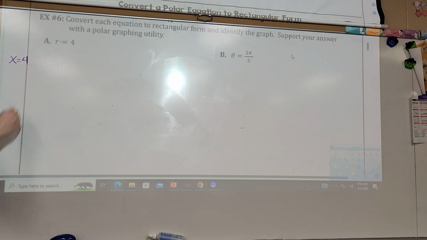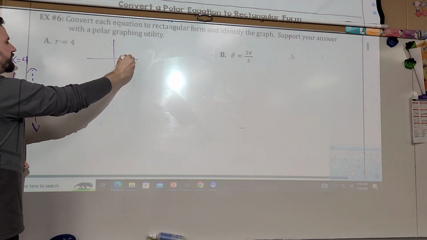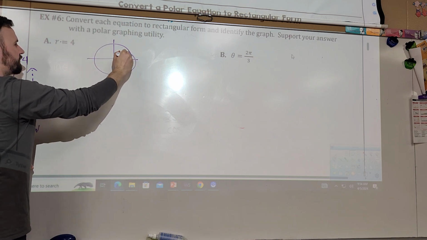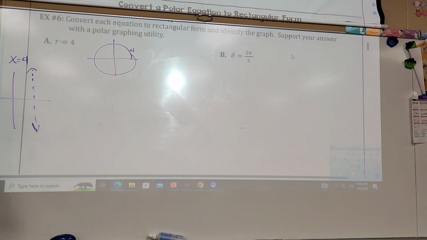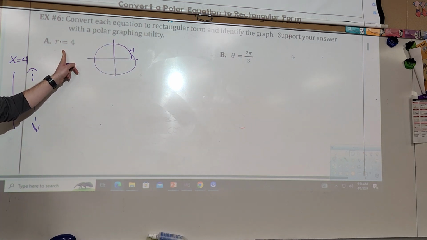What's x equals 4 look like as a graph? It's a vertical line right here, right? So what's r equals 4 mean in polar? It means your distance is always 4. So what shape does that make? If you don't believe me, in your calculator, if you put r equals 4 and hit graph, you're going to see a circle. It doesn't matter what theta is.